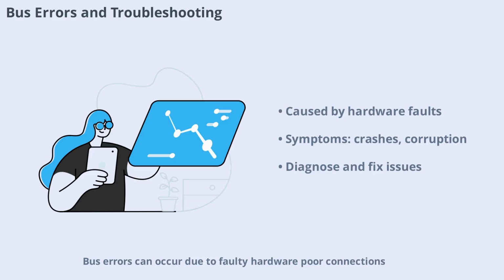Bus errors can occur due to faulty hardware, poor connections, or timing issues. Common symptoms include data corruption, system crashes, or device malfunctions. Troubleshooting involves checking physical connections, testing components, and using diagnostic tools to identify and resolve issues. Proper maintenance ensures the bus system operates smoothly.